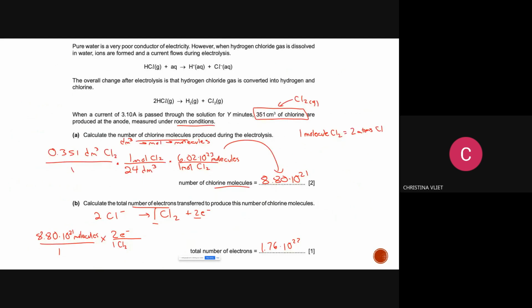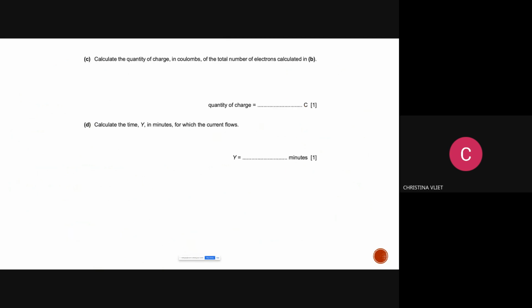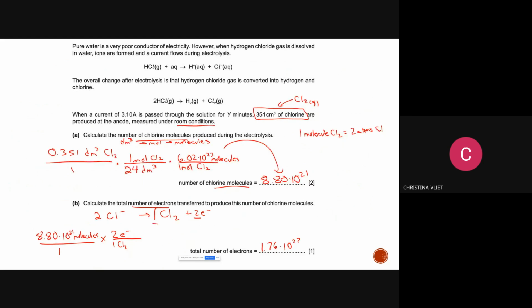All right, ready to continue? Are we good with this? Did you understand how I got this? Does this relationship make sense? Multiply by 2. All right, so we continue.